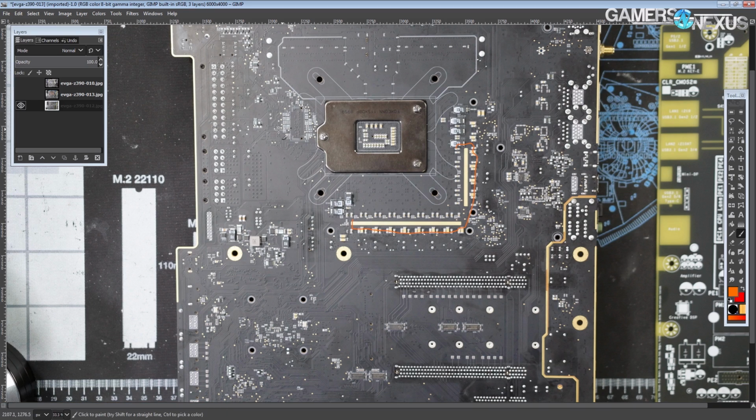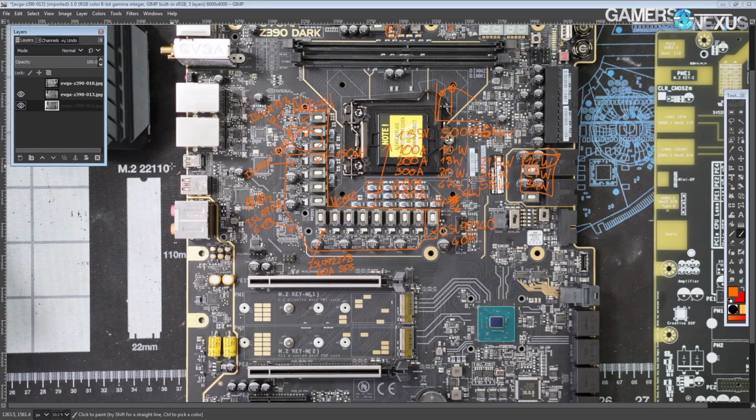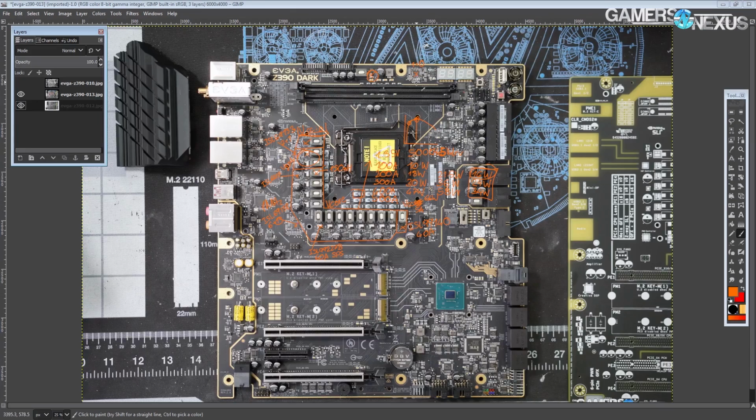So, that is it for the Z390 Dark VRM overview.